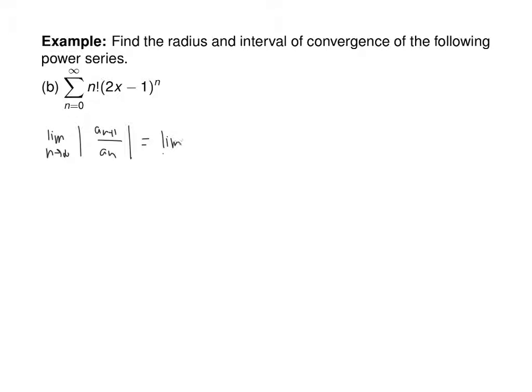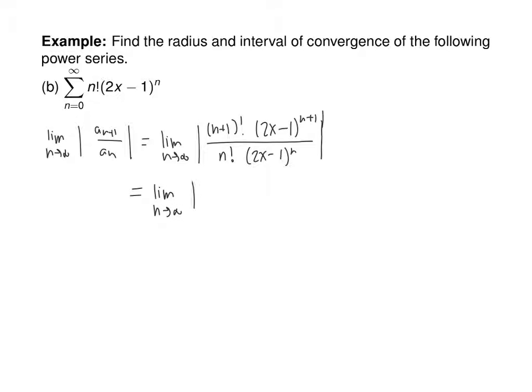Okay, so when we input n plus 1, we have (n plus 1) factorial times (2x minus 1) to the n plus 1. All that over, so that's a_(n+1) over a_n, which is n factorial times (2x minus 1) to the n. And the same simplification applies. We end up with the absolute value of (n plus 1) times (2x minus 1). And the n plus 1 can factor out of the absolute value because it's positive.